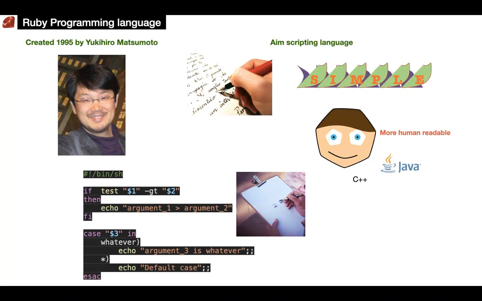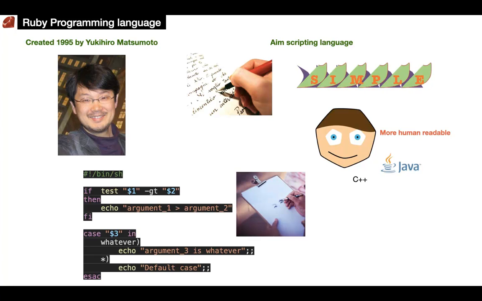Hey, in this first video tutorial, we will start by explaining what is Ruby. So, the Ruby programming language was created in 1995 by Yukihiro Matsumoto. The aim of creating this language was to create a scripting language, scripting as something which is easier to use and more human readable and easier to interact with than other non-scripting programming languages such as C++ or Java.